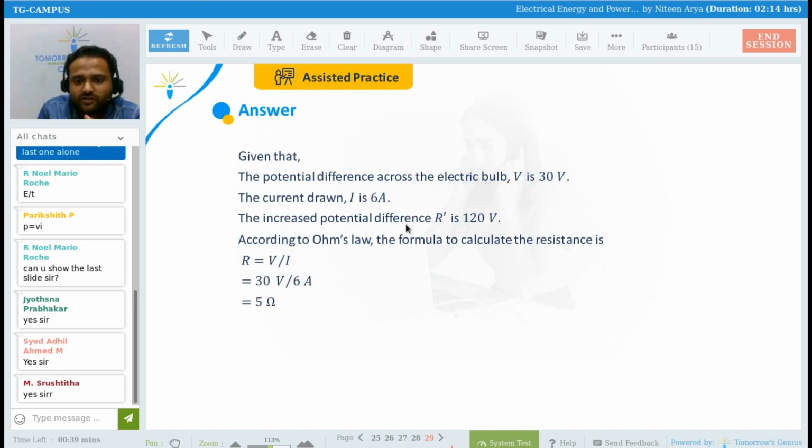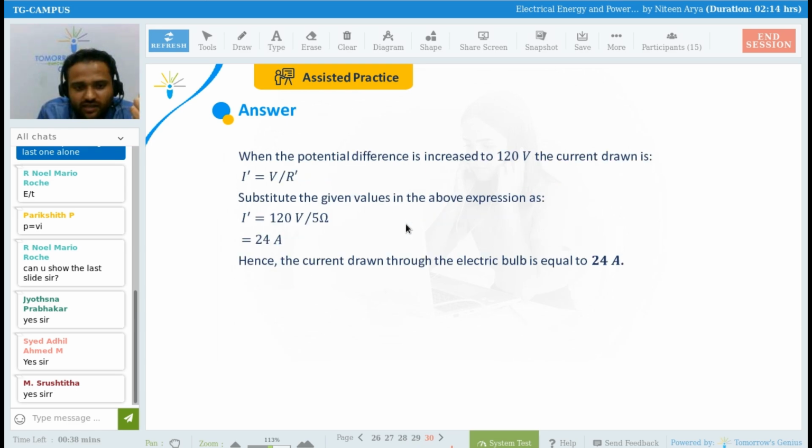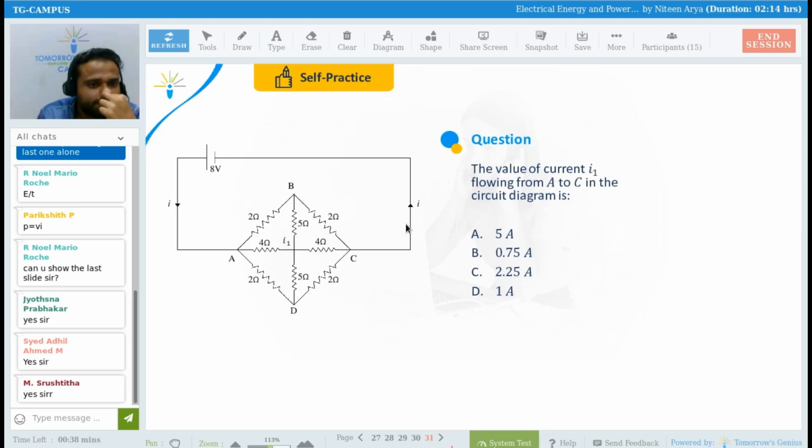See, given that the potential difference of the electric bulb is V, which is 30 volt, and the current I, first find R, which is the resistance. The increased potential difference V prime is 120 volts. So by Ohm's law, calculate resistance R equals V by I. R remains the same. And then this gives 24 ampere. Okay, try this one.